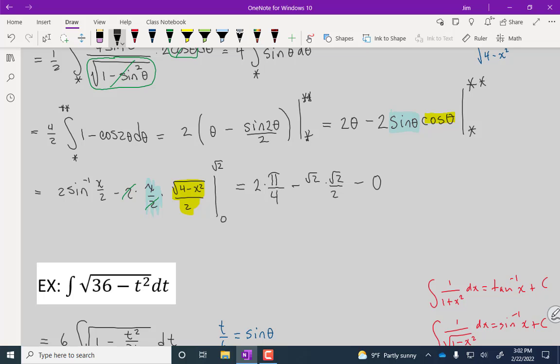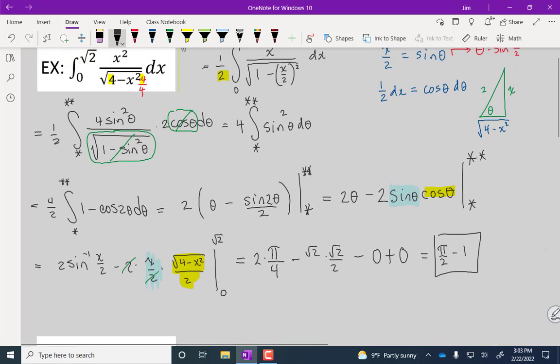Then we subtract off a negative, which makes it a positive. Plug in 0 here. 0 goes right there. 0 times anything is 0. So we get another 0. So all of this reduces to pi divided by 2 minus 1. That is our value for that definite integral.